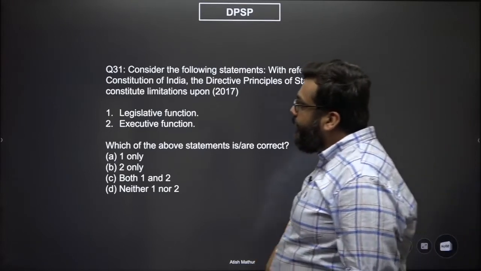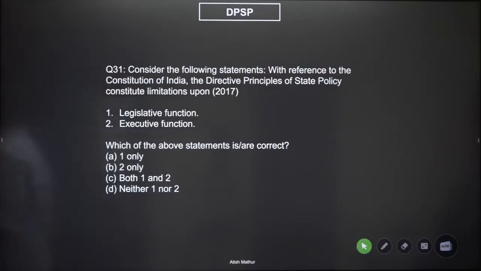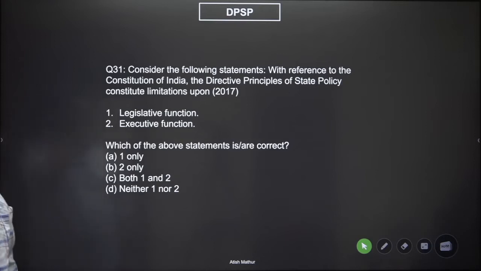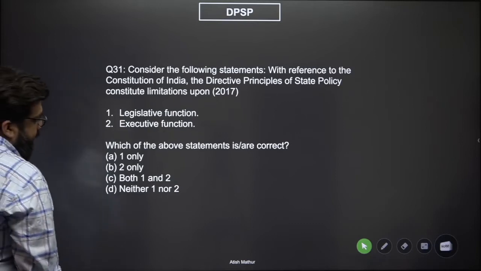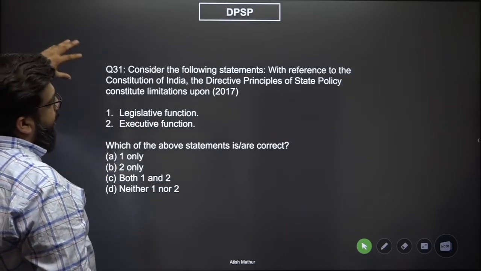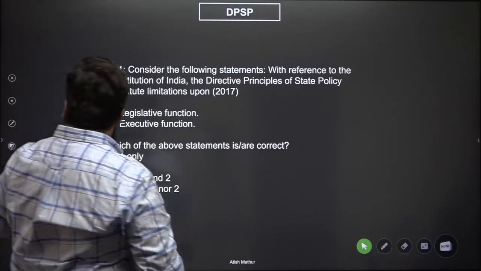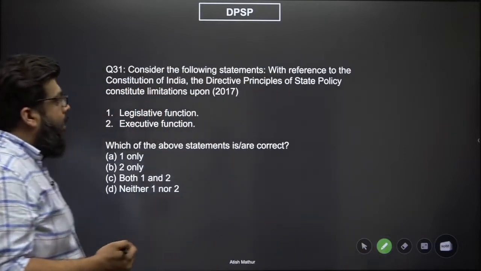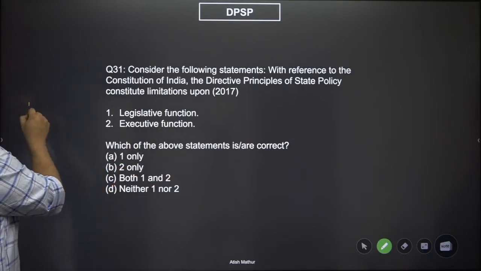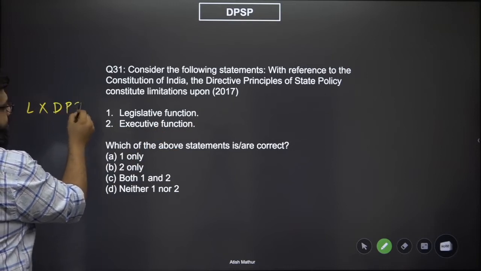Now 31. Consider the following statements. With reference to the Constitution of India, the directive principles of state policy constitute limitations upon, which means 1, legislative function, and 2, executive function. What is this question trying to say? That directive principles are constituting limitations upon, which means a law cannot be made on a directive principle.